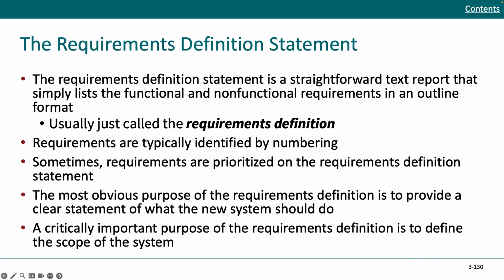The requirements definition statement is a straightforward text report that simply lists the functional and non-functional requirements in an outlined form. Usually this is called the requirements definition. Requirements are typically identified by numbering. Sometimes requirements are prioritized in the requirements definition statement. The most obvious purpose of the requirements definition is to provide a clear statement of what the new system should do. A critically important purpose of the requirements definition is to define the scope of the system.